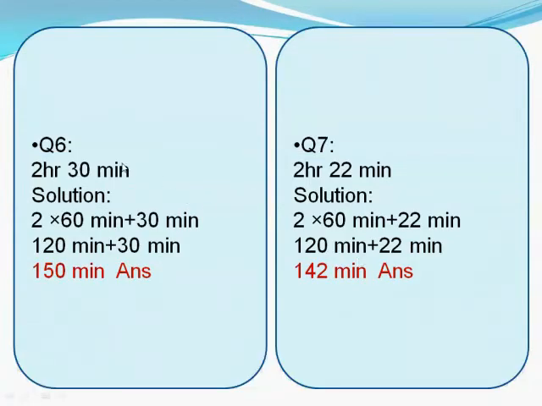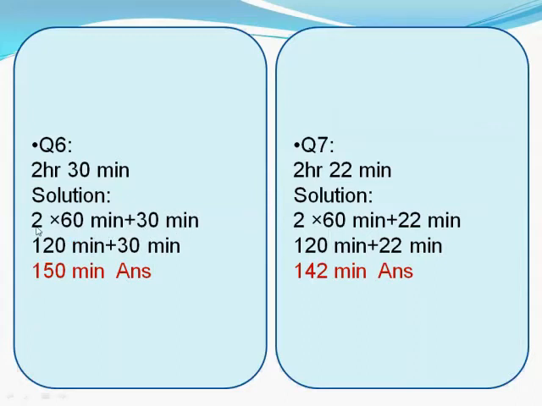Now from the same exercise, question number 6. The values are given as 2 hours and 30 minutes. See the solution. In the previous slide we saw 1 hour, but here it is 2 hours. So 2 hours means 2 multiplied by 60. Why are we multiplying by 60? We remember from the previous slide that 1 hour has 60 minutes, so to convert hours into minutes we multiply by 60. And 30 minutes stays the same because it is less than 60.